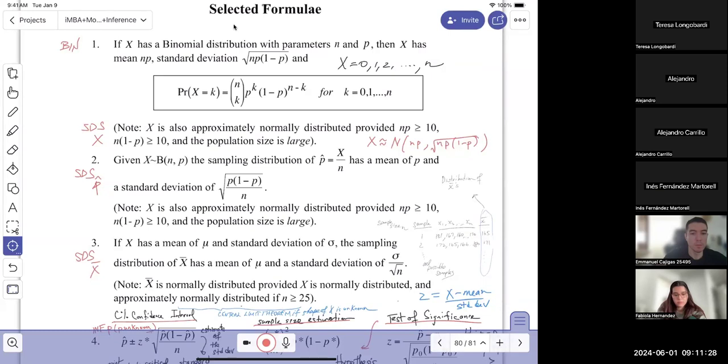So what is it then that we get if we find that the parameters n times p exceed or are equal to 10 and n times 1 minus p exceed or are equal to 10? What do we get? Do you remember that discussion? No? That we get that it's normally distributed. That's right.